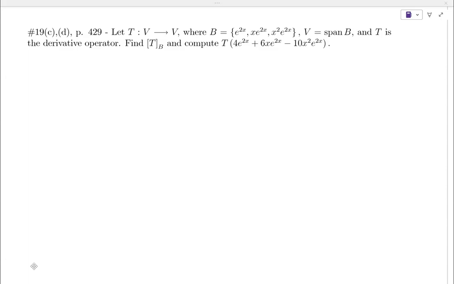Again, we're going to plug each of those vectors, in this case functions, into the transformation and figure out the coordinates with respect to the same basis. That's why we just used a T sub B there. It's going to be the same basis for input and output space, so we just use a single letter for that. Okay. All right. So we differentiate each of these.